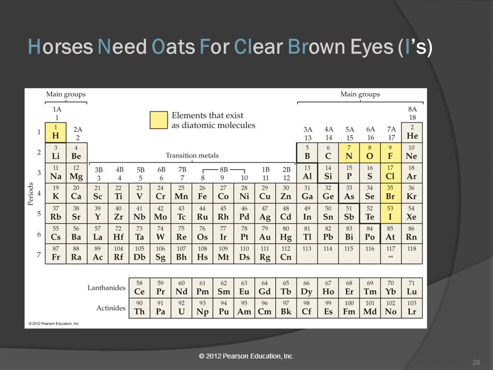And so there's 2 ways you can remember that. One is this mnemonic up here. Horses need oats for clear brown eyes. So these horses, H for hydrogen, N for nitrogen, O for oxygen, F for fluorine, Cl for chlorine, Br for bromine. It breaks down a little bit here. Eyes. Okay, yeah, that doesn't start with an I, but it sounds like I, right? So this is a homonym. So those are the 7.